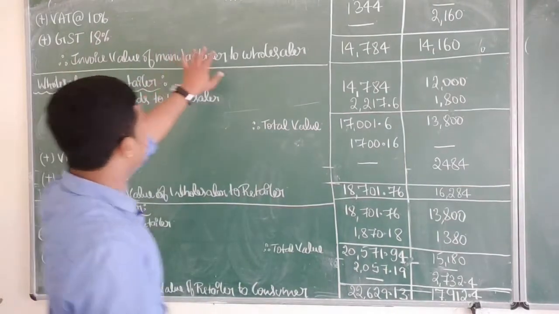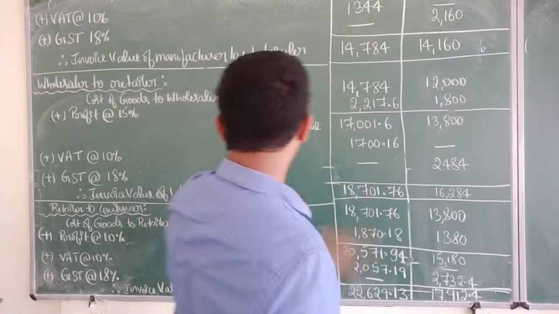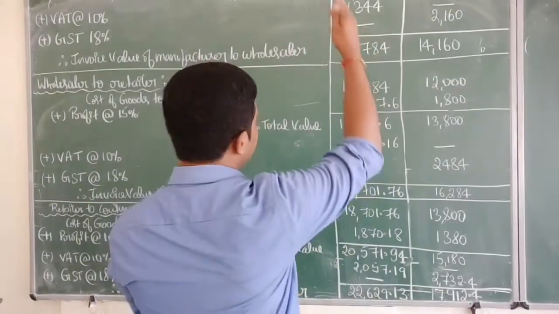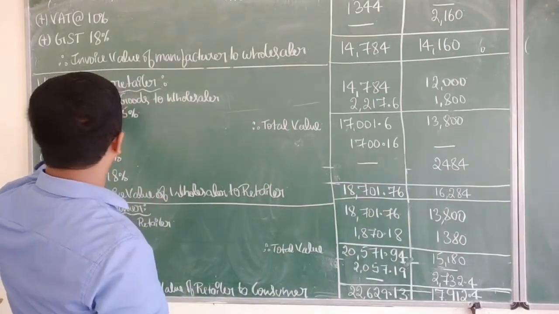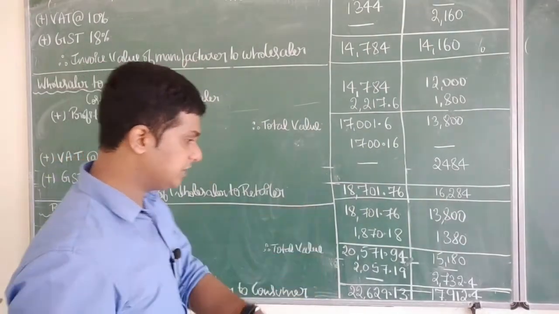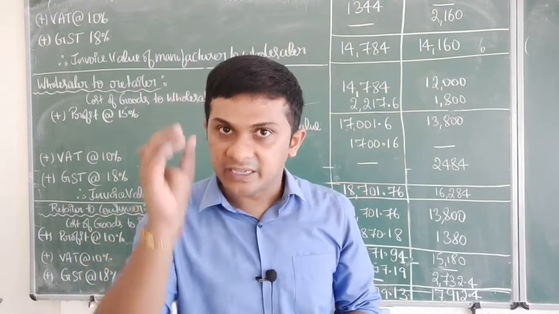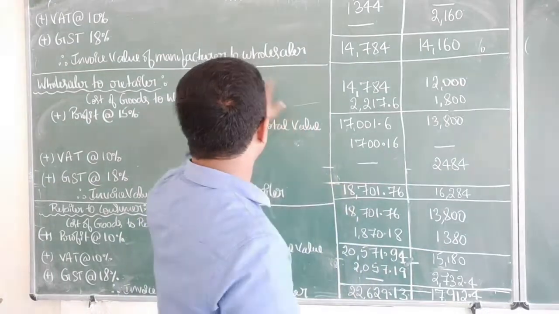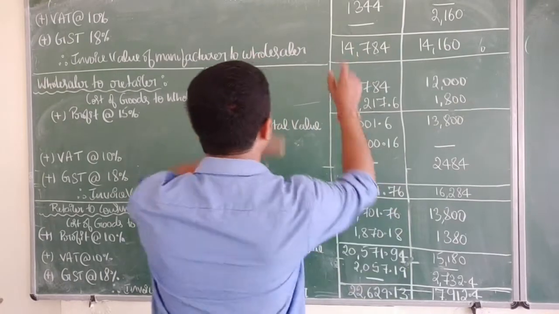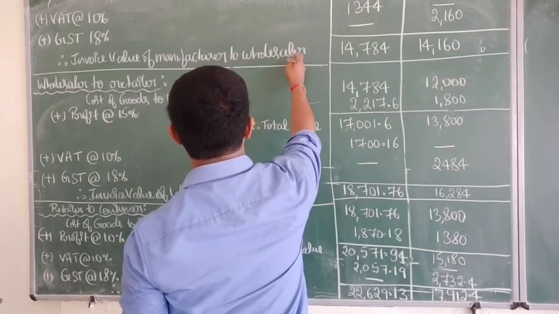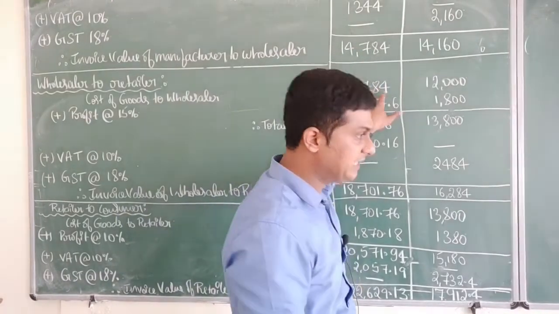So once I have calculated the invoice value of manufacturer to wholesaler, that is these two values, before GST and after GST, that is without GST and with GST. Next I have to calculate the cost for the wholesaler. In calculating the cost for the wholesaler, before GST we have to take the invoice value itself. Invoice value was 14,784. So the same price charged by the manufacturer to the wholesaler will become the cost, which is 14,784.